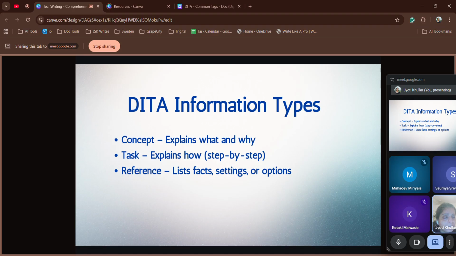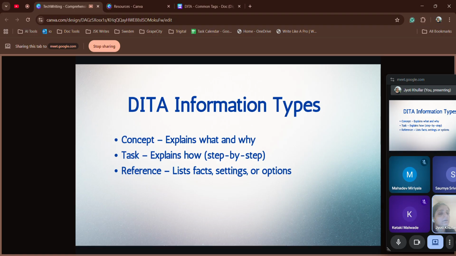So these are the three types of topics: concept, task, and reference. There is also an other category where you can put any other type of topics, but most of them will lie under these three categories. And again, because we are working in the form of chunks, we are just solving one small purpose. So when we are talking about a concept, there will be a small chunk: what is a water reminder and how is it helpful? Like, why does it exist? Only that much. That's one chunk.